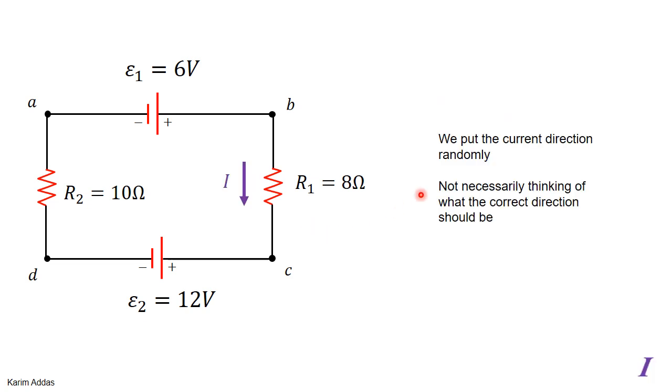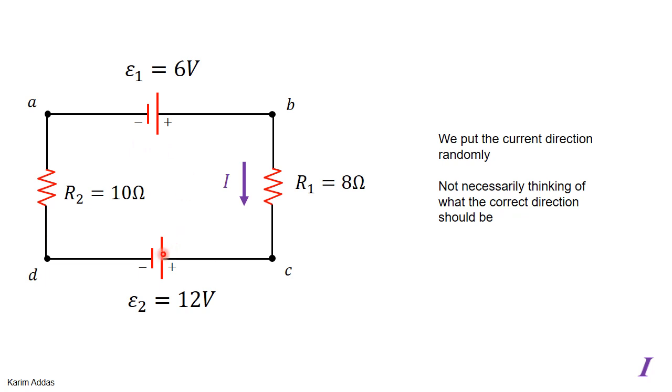We're going to put the current in a random direction. We don't want to think what the direction of the current should be from the beginning. If it turns out in the end that the direction was wrong, you'll know it very easily because there'll be a minus sign in the result. So don't worry in circuits in general trying to find the correct direction of current.